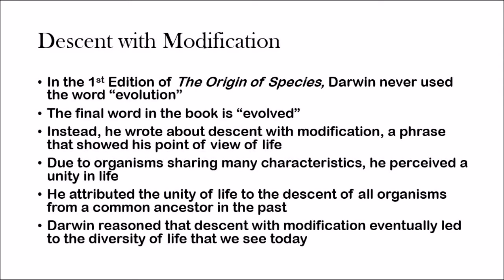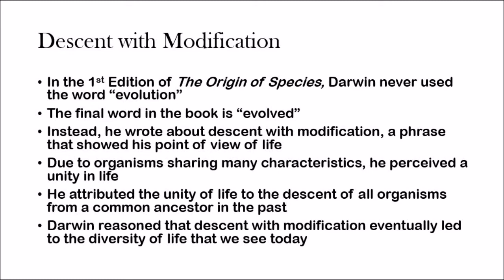So, actually, in the first edition of The Origin of Species, Darwin never used the word evolution. However, the last word in the book is evolved. Instead, he wrote about descent with modification, a phrase that showed his point of view of life. A brief review of what descent with modification is.